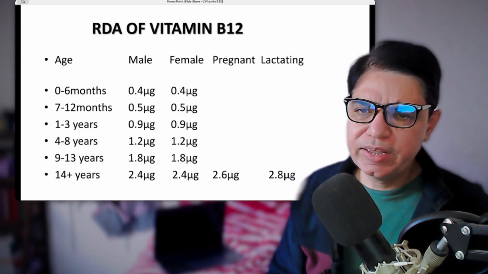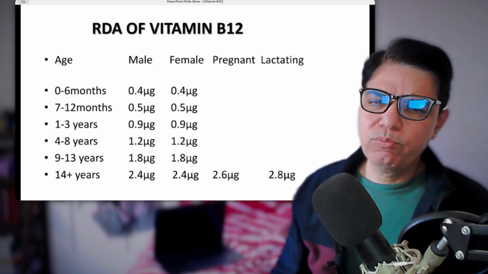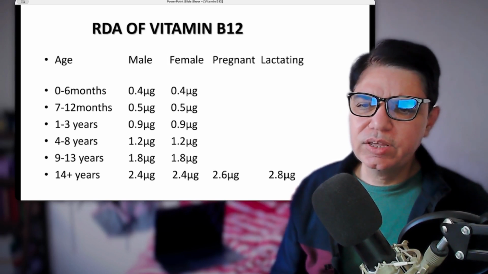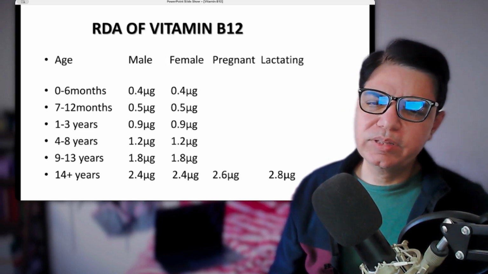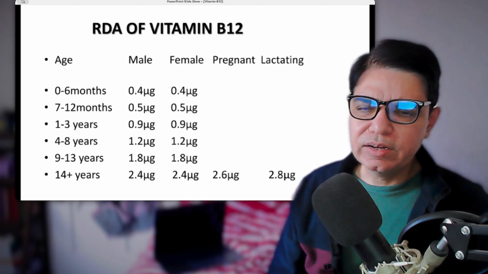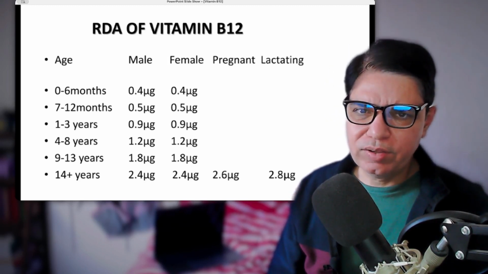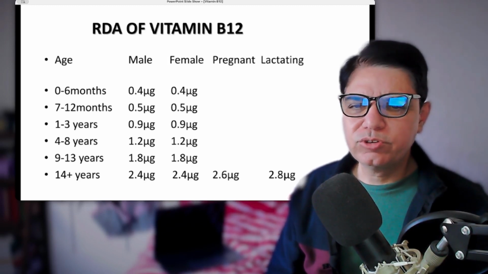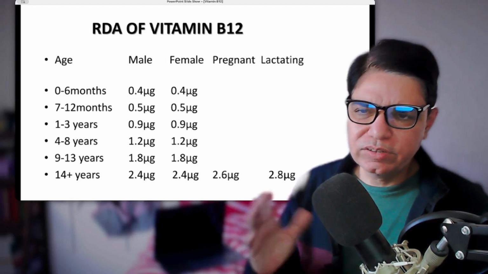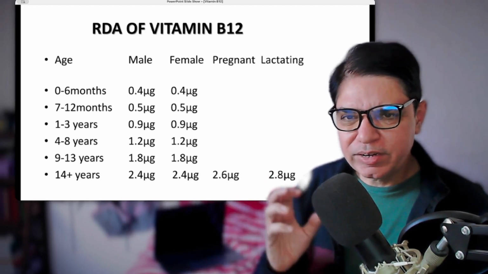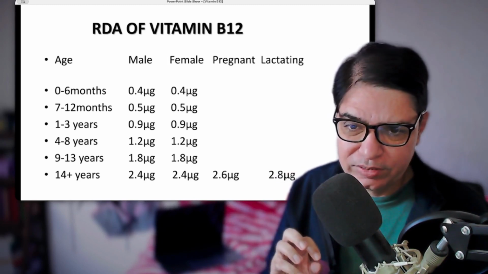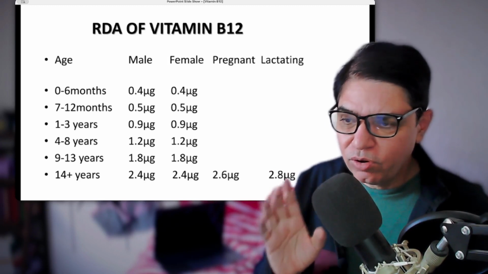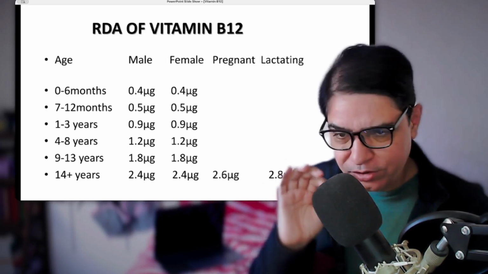The normal recommended daily allowance of vitamin B12 is usually in micrograms. If you look at the age, it's around 0.5, which increases to around 1 after 1 year of age. In adolescence it increases to around 2, so the average is around 2 to 2.5. In pregnant and lactating women it goes slightly up, but starting from 0.5 to 2.5 is the standard recommended daily allowance which should be present in your diet to have a steady state of vitamin B12. But again, this is only valid if you have intrinsic factor present.